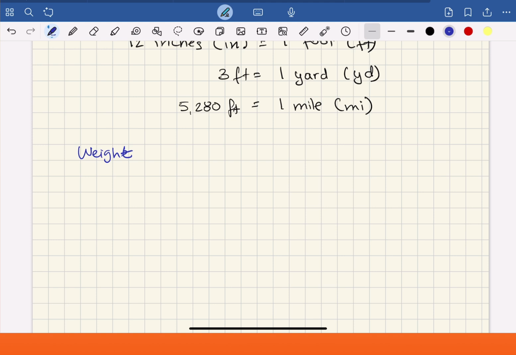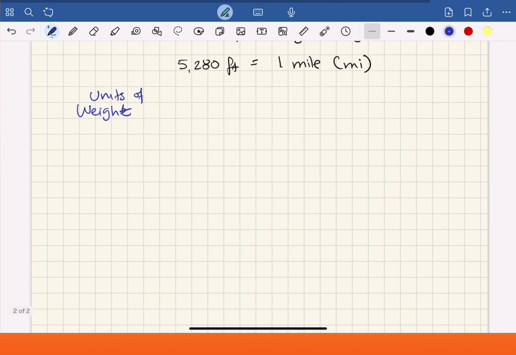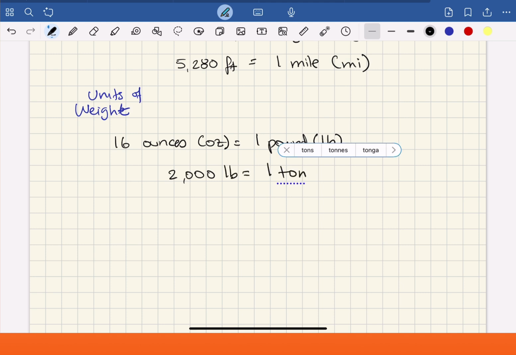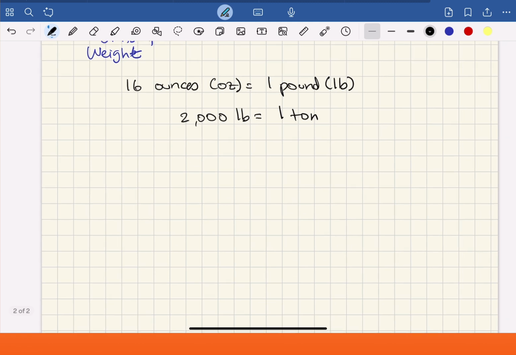These are units of weight in the U.S. The first one that we will talk about is that 16 ounces, abbreviated OZ, is equal to 1 pound. A pound is abbreviated as LB, and we know that 2,000 pounds is equal to 1 ton. Ton is already short enough, so we don't have an abbreviation for ton.